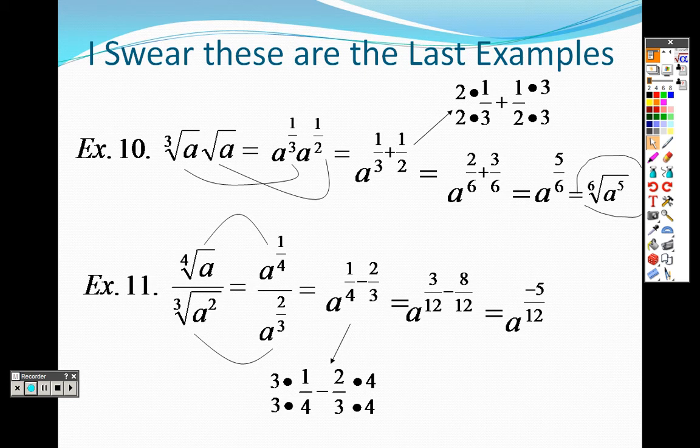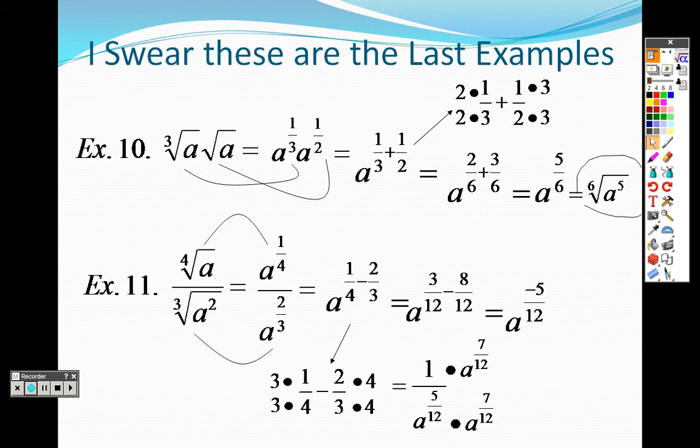And because it's negative, I have to move that to the denominator, so I get 1 over a to the 5/12. But we run into another problem. Not only are we not allowed to have negatives, which we got rid of, thank goodness, but I can't have a fraction in the denominator with an exponent. So what can I multiply the top and the bottom by to make a whole? I have 5/12. So 5/12 plus what gives me a whole? 7/12. So I'm going to multiply by a to the 7/12 on the top and the bottom.